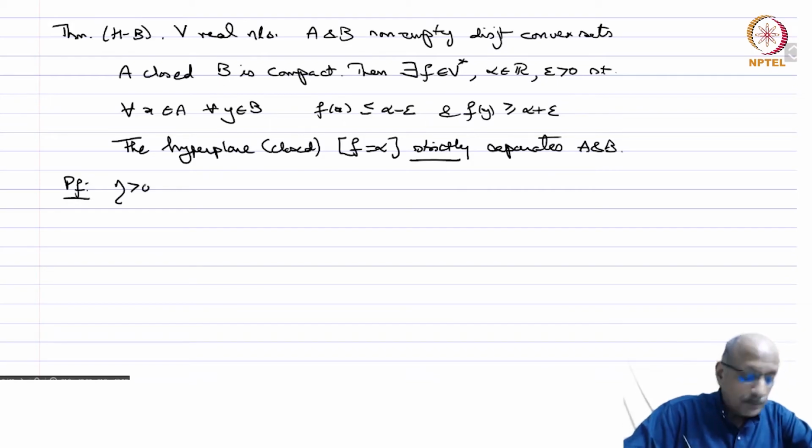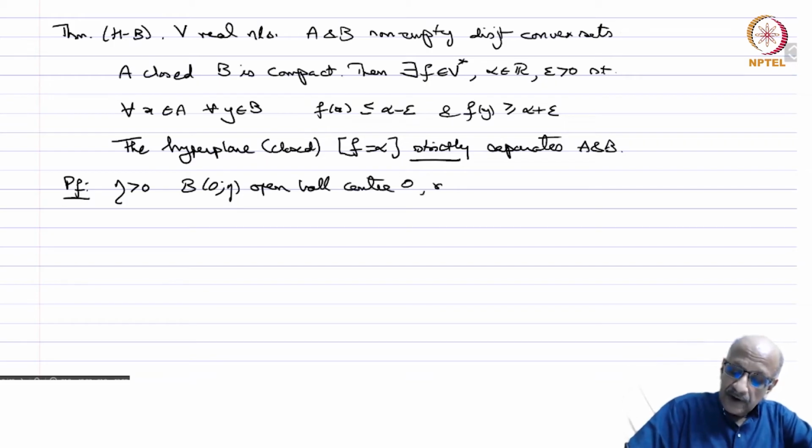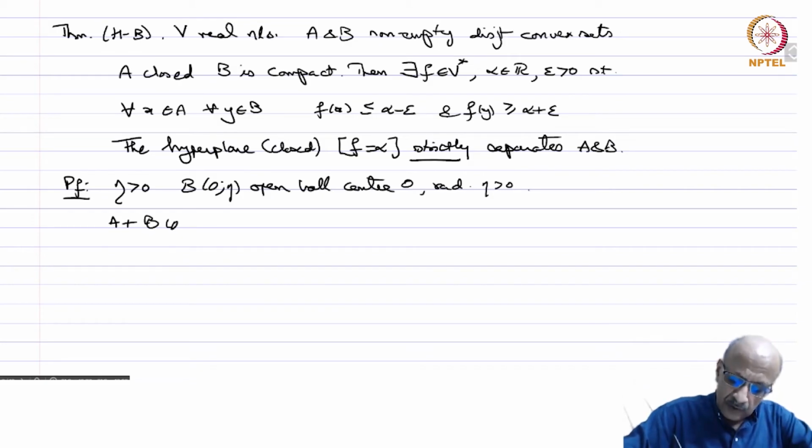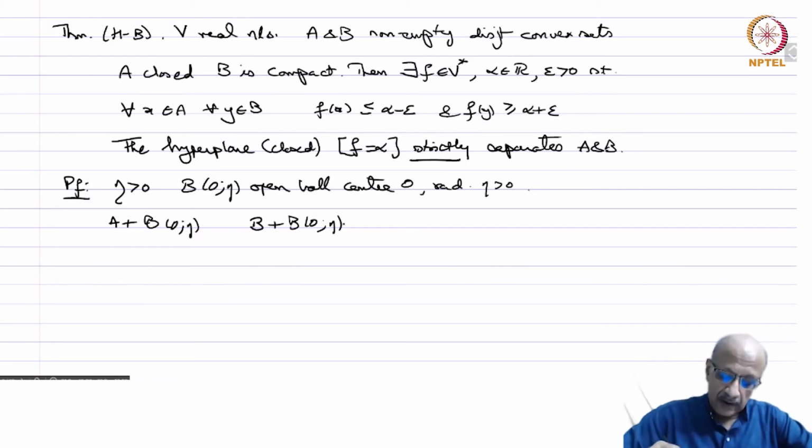You let eta be positive, then you take B0 eta, the open ball, center 0, radius eta positive. Okay, and you then take A plus B0 eta and B plus B0 eta. Now both these sets are therefore open and convex.